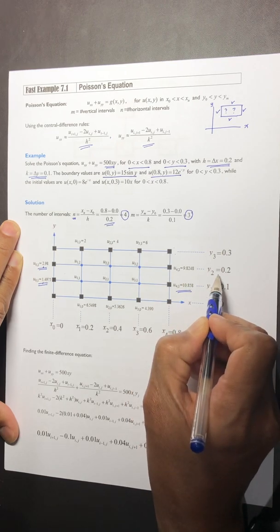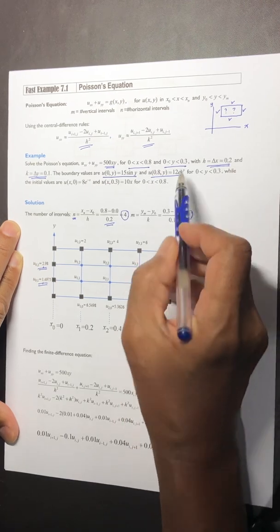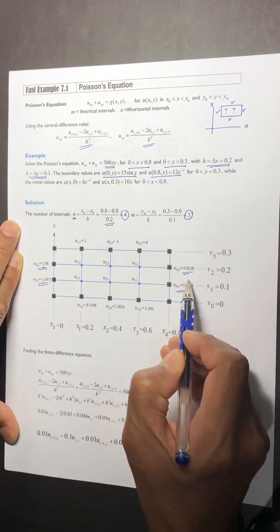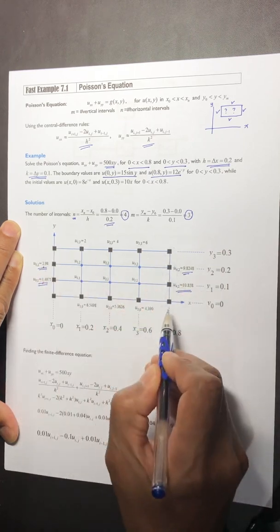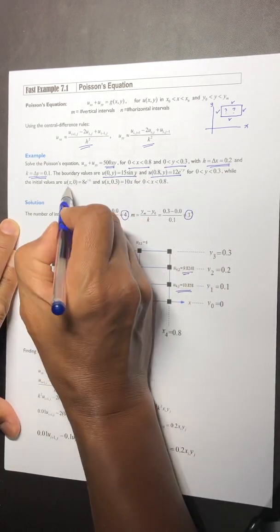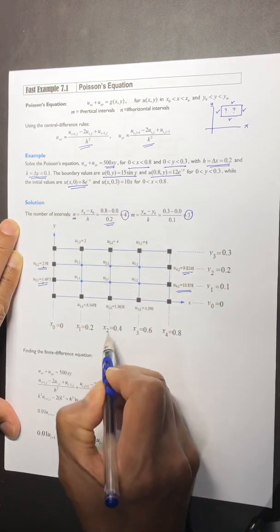When y is 0.2, we get this value by putting it into here, so we get 9.8248. Okay, left and right are given. Don't worry about the corners here. We are not going to use them. Okay, bottom values. The bottom values down here are called initial values.